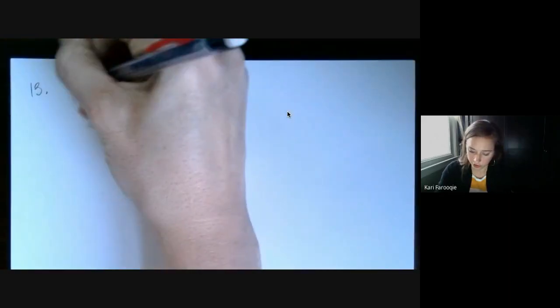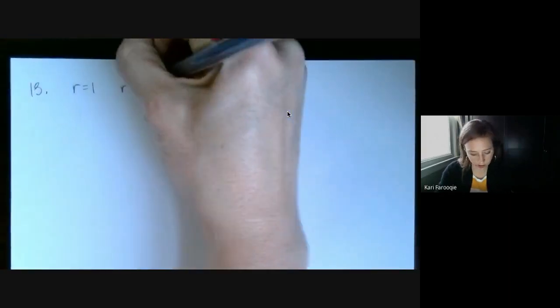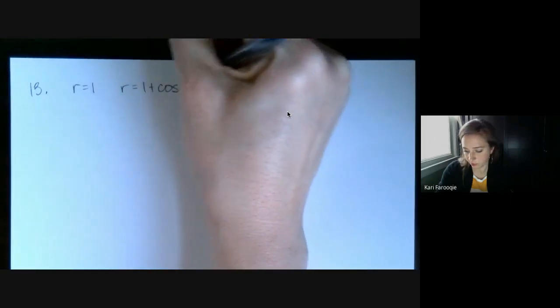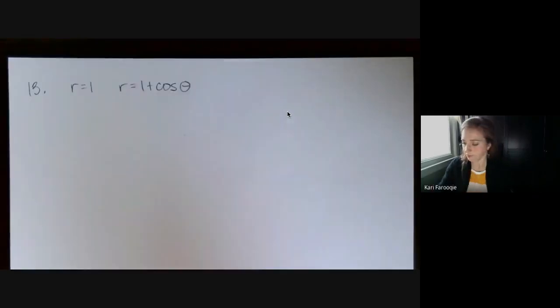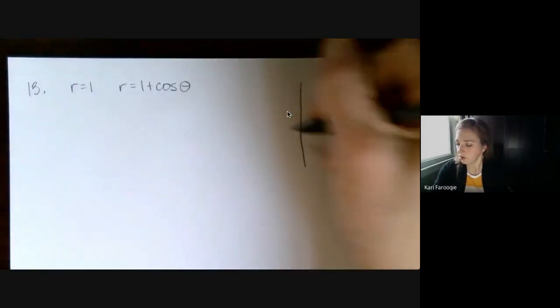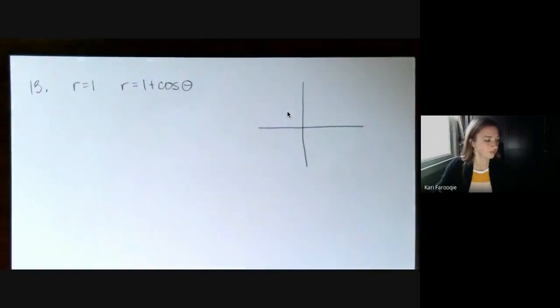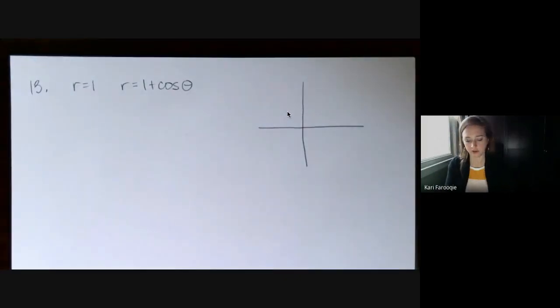Consider the circle r equals 1 and the cardioid r equals 1 plus the cosine of theta. Find the area of the region inside the circle and inside the cardioid. You can graph this in your graphing calculator. Get a sense for what this looks like.